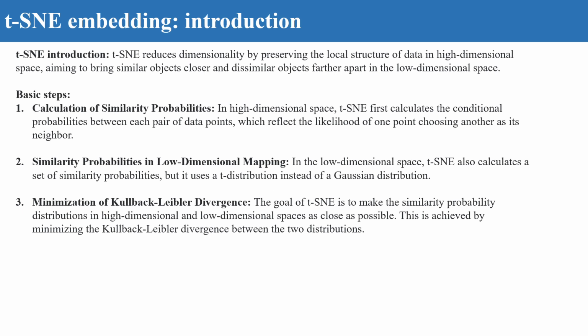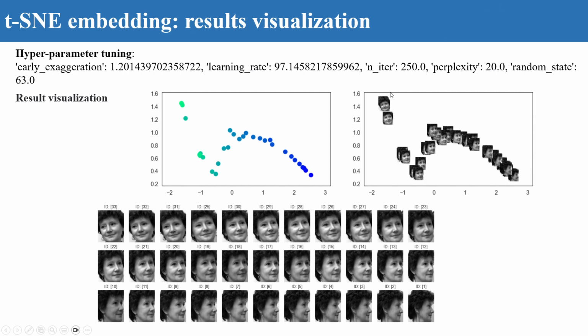t-SNE reduces dimensionality by preserving the local structure of data in high-dimensional space. It calculates similarity probabilities in both high and low-dimensional spaces and minimizes the Kullback-Leibler divergence between them. And here is the result of this method and the hyperparameters we selected.